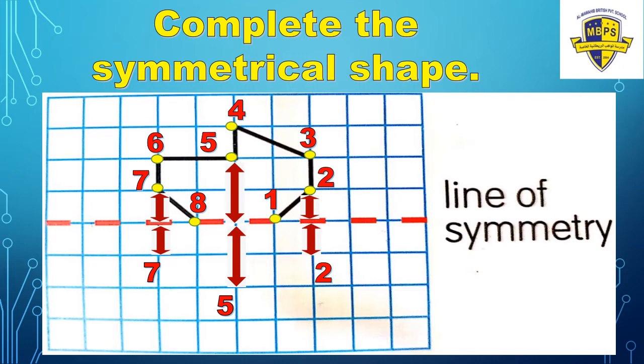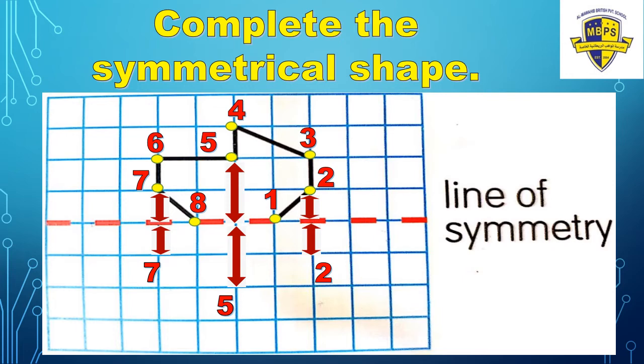Now let's go to number 5. Can you count and tell me how many squares is number 5 away from the line of symmetry? 1, 2. Excellent children. So on the opposite side of the line of symmetry also, we are going to count 2 squares and point it as number 5.